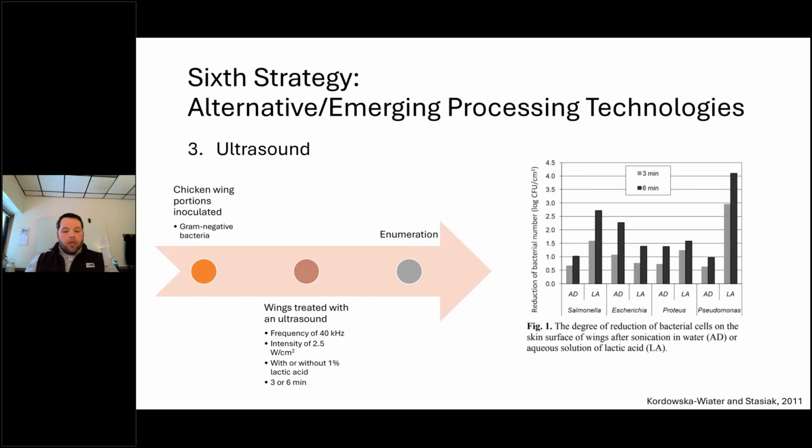In one study, chicken wing portions were inoculated with bacteria, subjected to ultrasound in the presence or without lactic acid for 3 or 6 minutes. And you can see on the right panel that resulted in reduction of bacteria across several species.